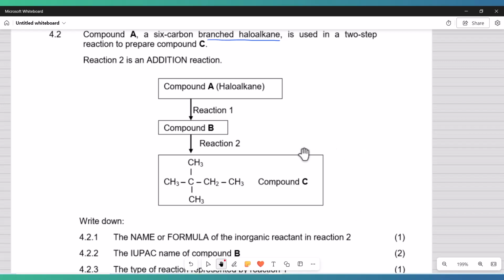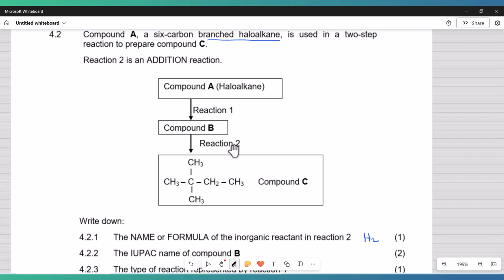Now, because we are getting an alkane and it is an addition reaction, we can only add hydrogen to an alkene. So in this particular case, our answer to 4.2.1 must be adding hydrogen. So that's hydrogen here, that's our inorganic reactant.